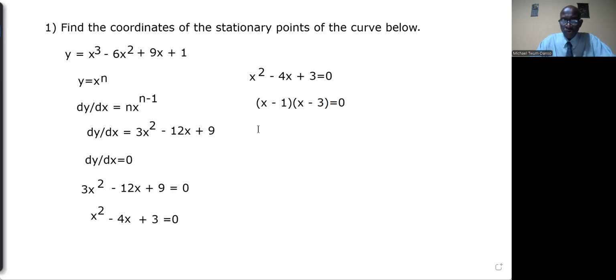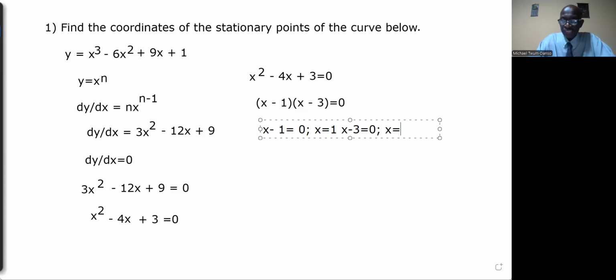So now we're going to find the x-coordinate of the stationary points. We're solving for x. x minus 1 equals 0. We add 1 to both sides of the equation, and we're going to have x equals 1. The same way, x minus 3 equals 0. We solve for x.